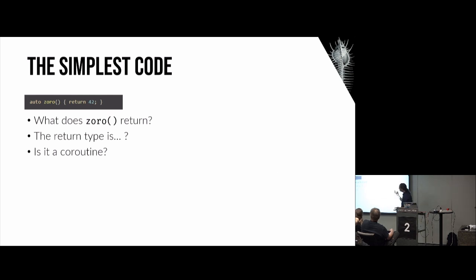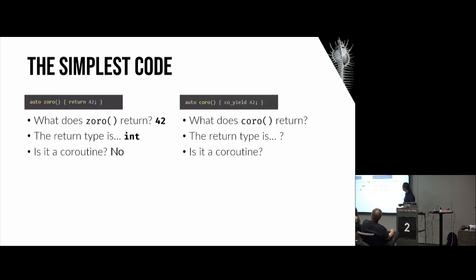Okay, so we have a function. I have a question, not a trick question. What does zoro return? 42, yeah. And the return type is? Int. Is it a coroutine? No. Why? There's no special keyword. Exactly. Easy.